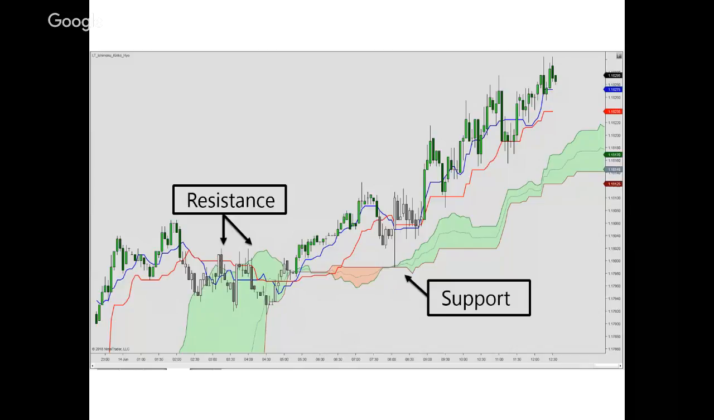So basically, once the prices have cleared above the cloud, we have an uptrend, and if the prices are moving below the cloud, it's a downtrend. And if it's moving within the cloud, then it's a flat or sideways market.